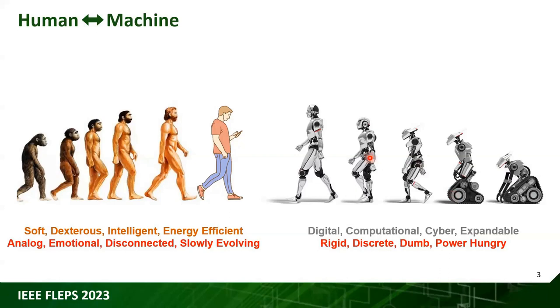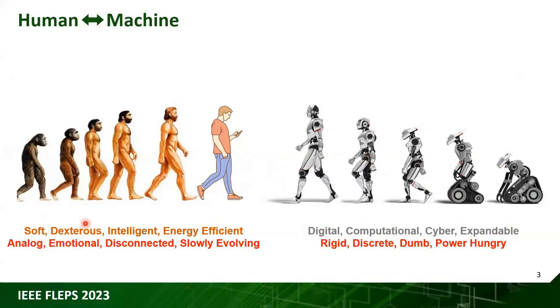However, right now, actually, all of us are witnessing a great transition, a very exciting period when humans are more approaching robots in the sense that humans are trying to become digital, computational, cyber, connected to the internet, and also expandable or augmentable. Whereas robots are trying to mimic humans to become softer, more dexterous, more intelligent.